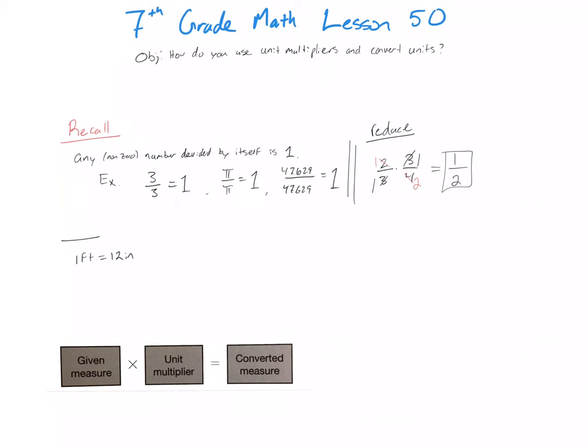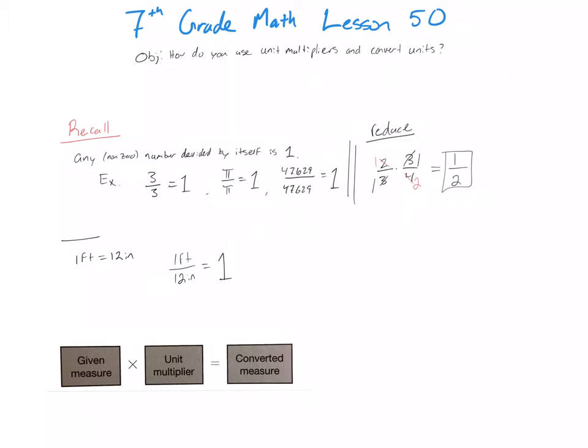Now, remembering that anything over itself is 1, if you have two units of measure that are equal, when you divide them, that would also be 1. So think about 1 foot being the same thing as 12 inches. Then whenever you say 1 foot divided by 12 inches, that is the same thing as 1. So whenever you multiply by it, it will not change the value.